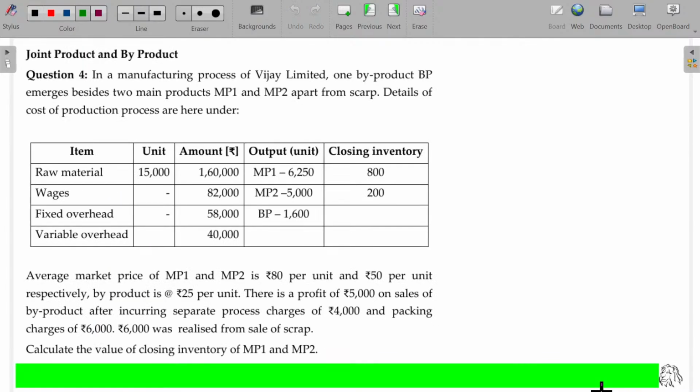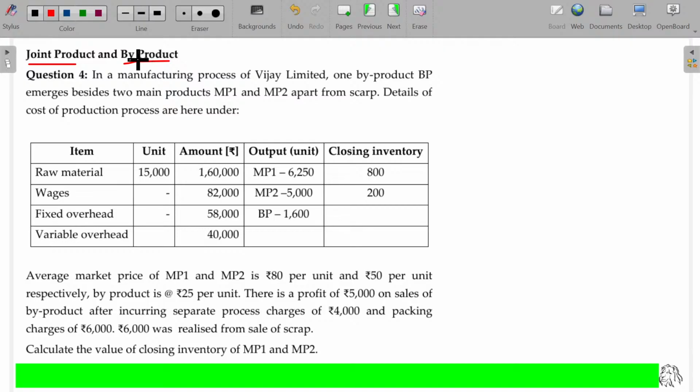Now, we'll deal with the joint product and byproduct concept. Joint product and byproduct concept.